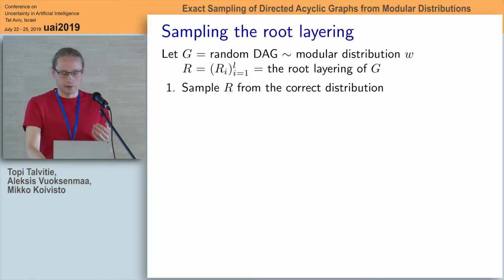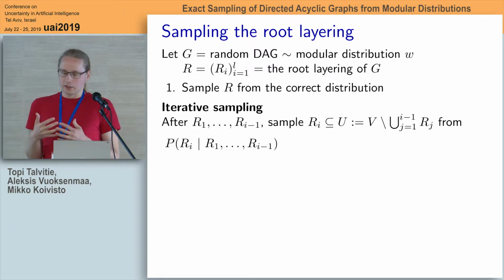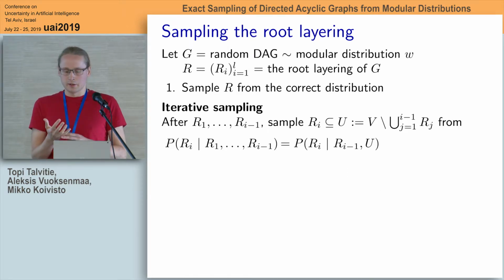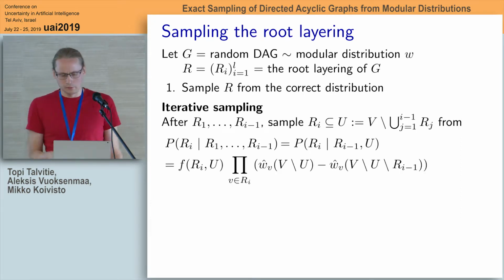So we sample the root layering using an iterative scheme. We start from the set of roots R1, then the next layer R2, and so on. So if we have sampled up to Ri-1, we sample the next set Ri, which will be a subset of the set of remaining nodes U from the conditional distribution. And actually it's independent of everything else except the previous layer Ri-1 and the set U. And this will actually factorize into 2 parts.